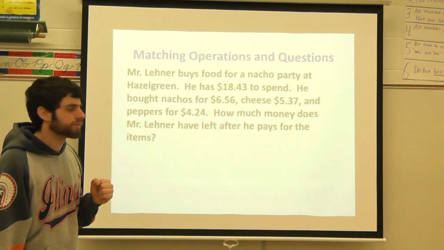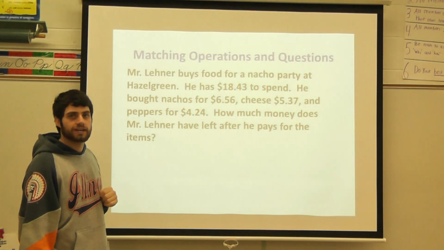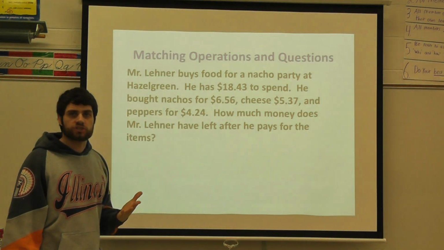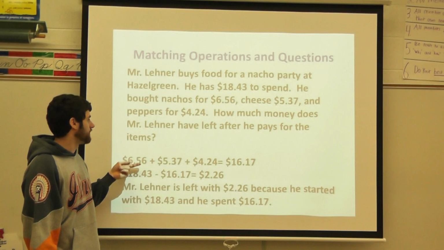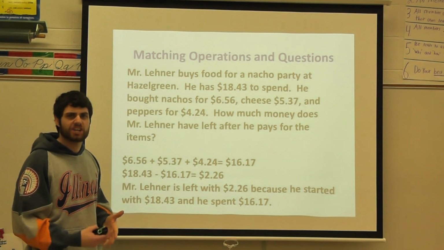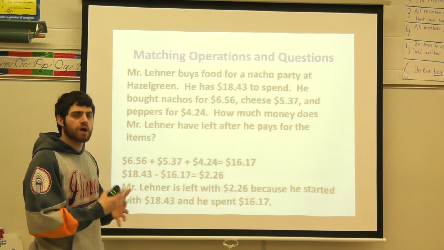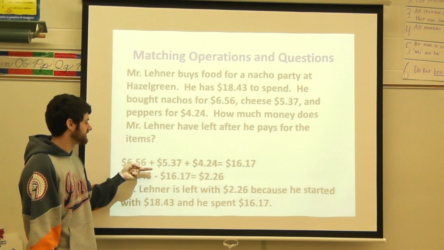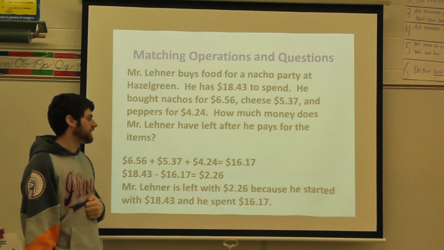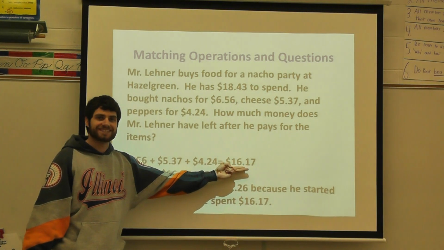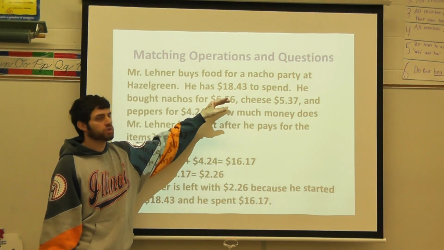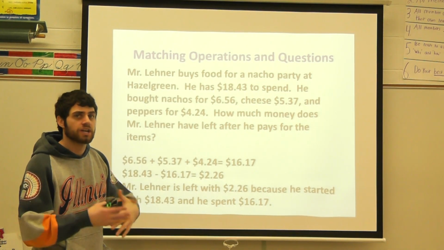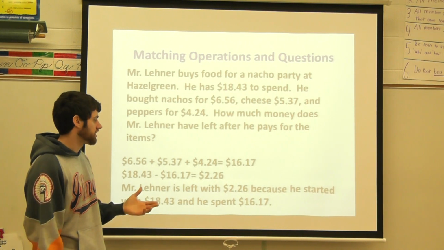I'm going to use a couple different operations here. I know that I have $18.43, and I know the cost of each of the nachos, the cheese, and the peppers. So I'm going to start with addition and add up the price. We're not talking about tax yet, so I'm going to say tax is included here. So $6.56 plus $5.37 plus $4.24 gives me my total of $16.17. That's the total it's going to cost me at the store. I don't want to get to the store and realize I don't have enough money, so it's good to figure out what the exact cost is going to be.